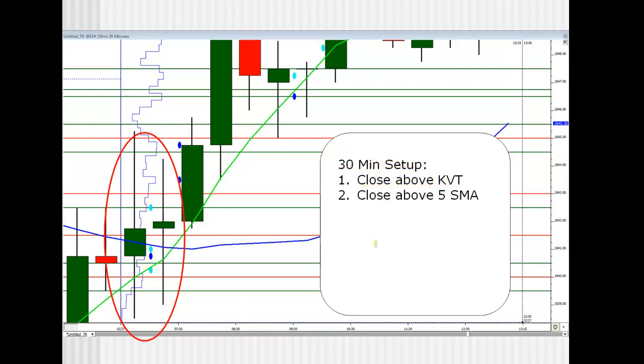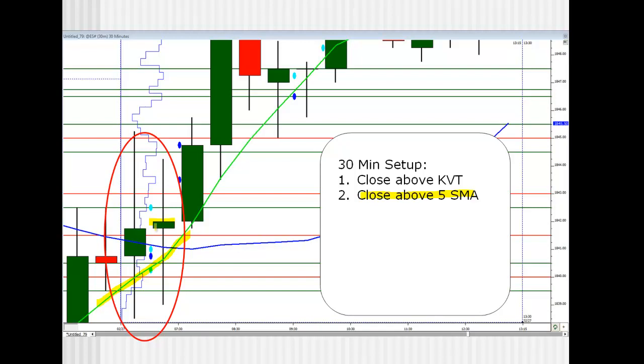The next thing we want to look at is we want to make sure that the close for the 30-minute candle is above the 5 simple moving average. And here is the 5 simple moving average, and I do in fact close above it. So I've got 2 of the key parameters. Anytime you encounter this setup, and I'll tell you it does happen frequently in the market, you should be getting ready to go long.